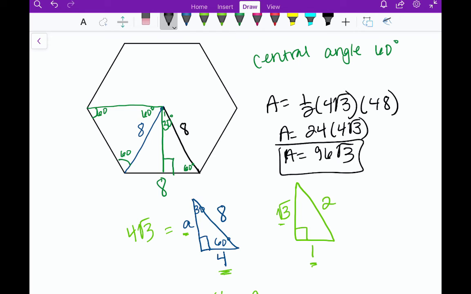So just like a lot of things that we've been doing, this is new, learning how to find the area of a regular polygon, but notice that we're still using some skills that we've learned in the past to apply to these problems.